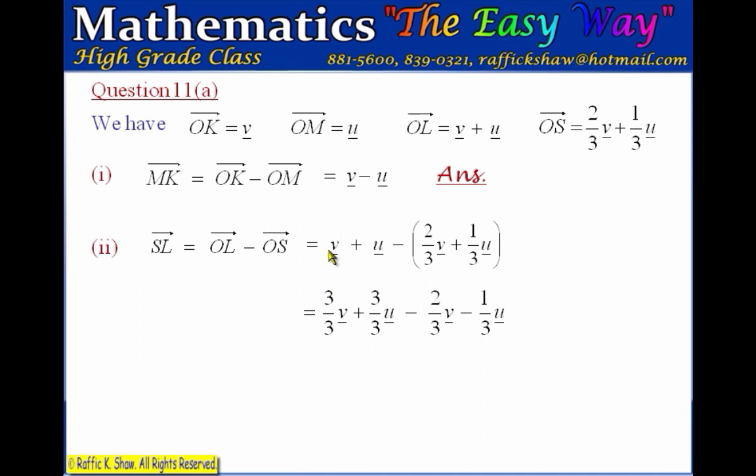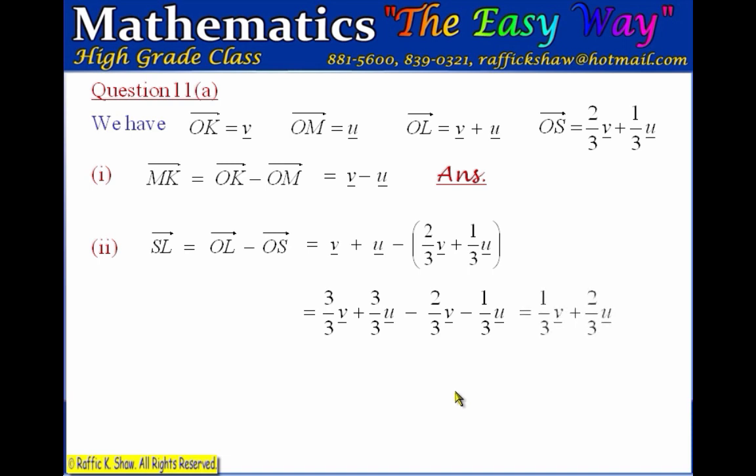And then, as I said, this V, we write it as 3 divided by 3V, and this U, we write it as 3 divided by 3U, and this is in an effort to make all the denominators the same. And so we can add the two terms in V, that's 3V minus 2V, both of them divided by 3, and 3U minus 1U, again, both of these divided.